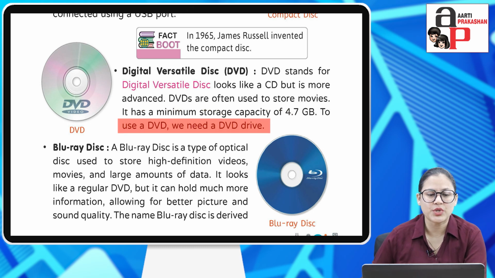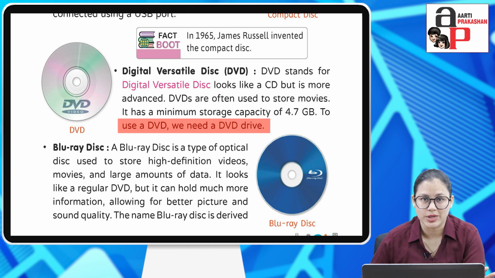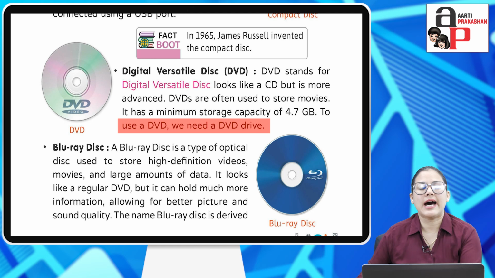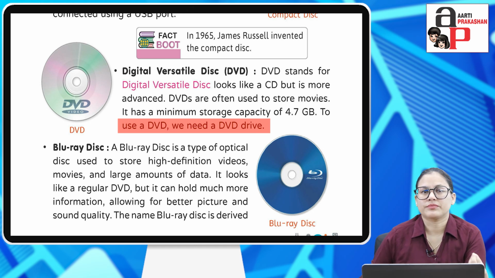See, this is the picture of a DVD. Now you will ask, what is the difference between CD and DVD, because both are circular in shape? The main difference is that a DVD has more storage capacity compared to a CD. It can hold up to 4.7 GB, right? And whenever you need to use a DVD, you need a DVD drive.